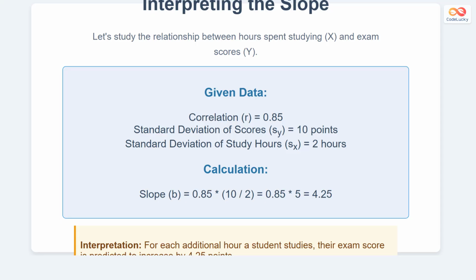Let's consider a real-world example. Suppose we are looking at the link between hours studied and exam scores. Let's say the data gives us a correlation, r, of 0.85. The standard deviation of exam scores is 10 points, and the standard deviation of study hours is 2 hours. We calculate the slope by multiplying 0.85 by 10 divided by 2. This gives us a slope of 4.25. This means that for every extra hour a student studies, we predict their exam score will go up by 4.25 points.